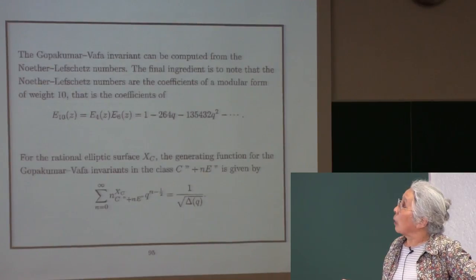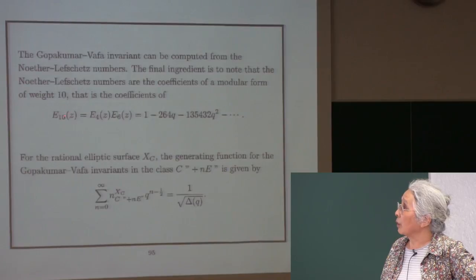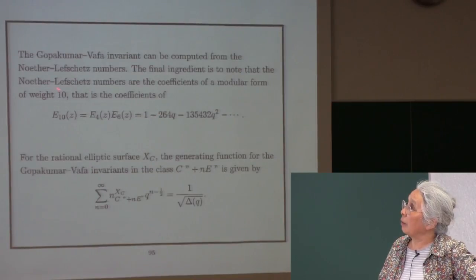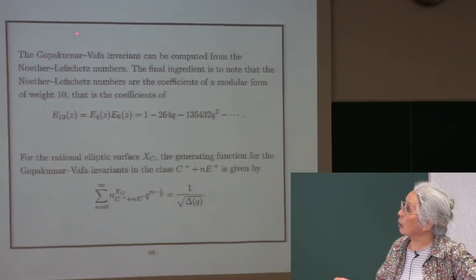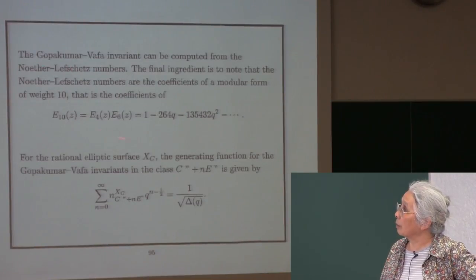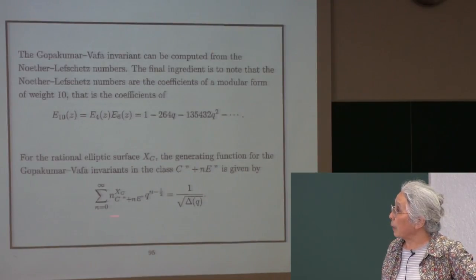Okay. So then the Gopakumar-Vafa invariant is just computed by computing the coefficient of E10. It's a scalar multiple of this guy. Because it really is the Noether-Lefschetz number; Gopakumar-Vafa was related in terms of Noether-Lefschetz, which was computed as a coefficient, a scalar multiple of this guy. Okay, so this part I don't need here.